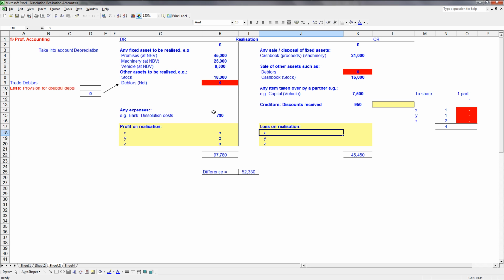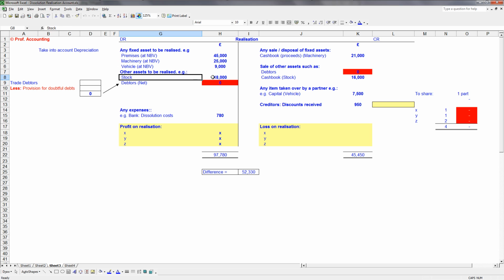Let's look at the items I've got here on the debit side. So any fixed asset is on this side because we're transferring them by closing off the individual fixed asset account and transferring it to the realisation account. So we credit the premises account and machinery account and vehicle account, and then debit the realisation account. The same for stock and debtors, in which case we are basically moving assets to the debit side as well.